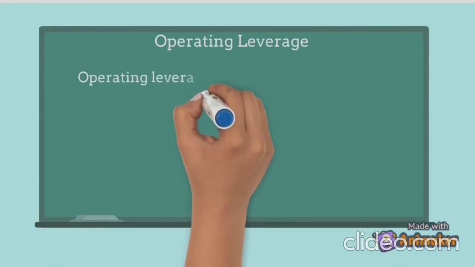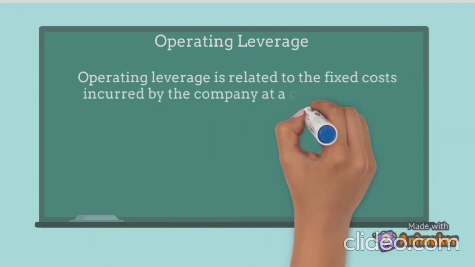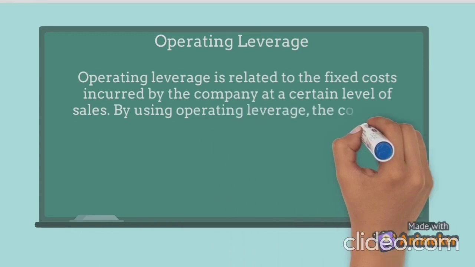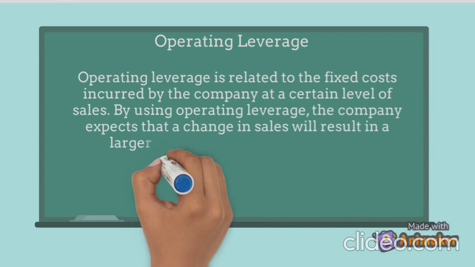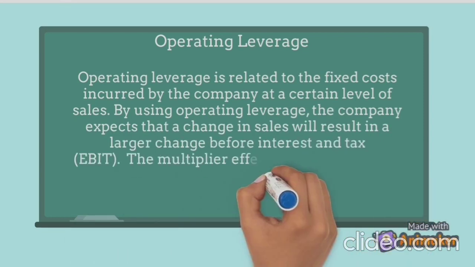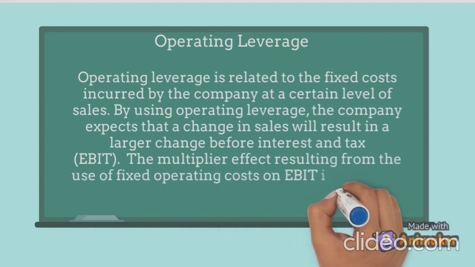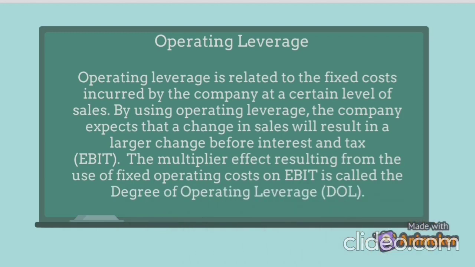Operating leverage. Operating leverage is related to the fixed costs incurred by the company at a certain level of sale. By using operating leverage, the company expects that a change in sales will result in a large change in earnings before interest and tax, or EBIT. The multiplier effect resulting from the use of fixed operating costs on EBIT is called the degree of operating leverage, or DOL.